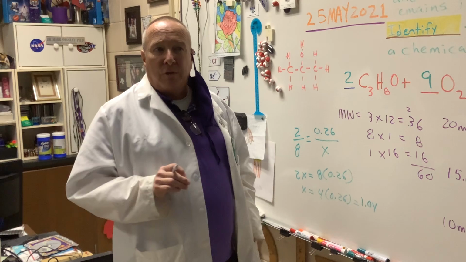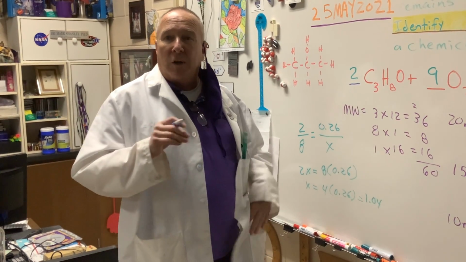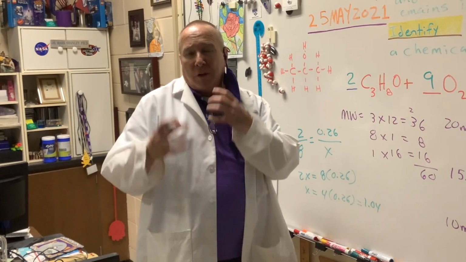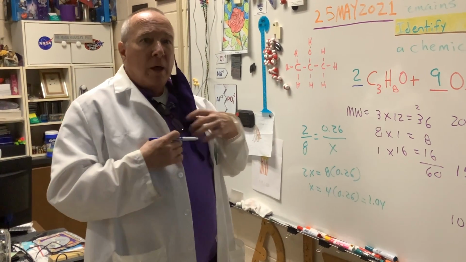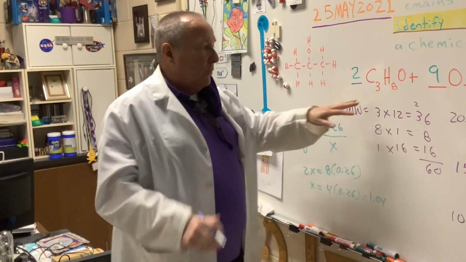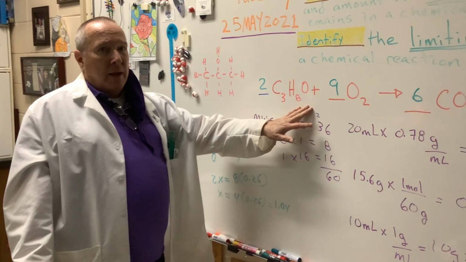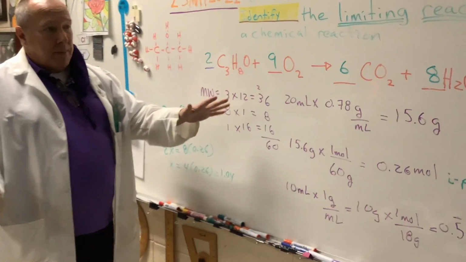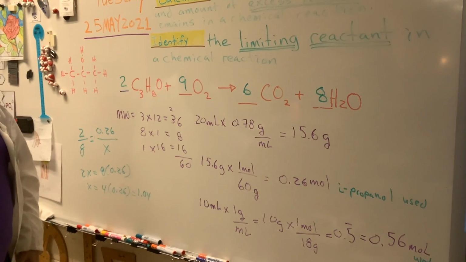The iso stands for isomer or isomeric. Iso means other and mer means body. So it's another different body or a different form of this chemical, even though it has the same chemical formula, C3H8O. Now, since the question says write a balanced chemical equation, I've gone ahead and done it in advance for you.